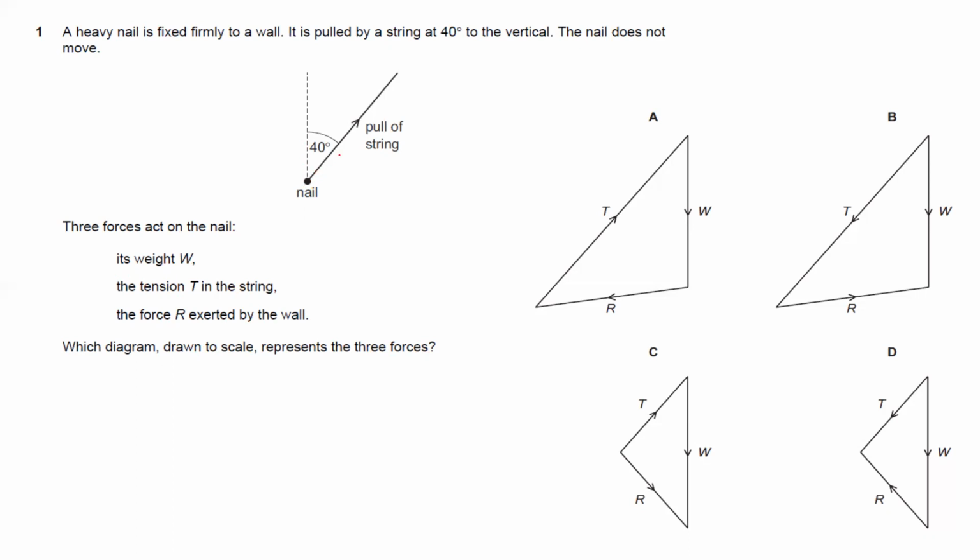So this is how we have it. This is the nail. This is the pull on the string, so the tension would be something like this. The weight of the nail will act downward, and it will be given by W. So my W will look something like this if I extend it back, and the force exerted by the wall, R, will be given as this.